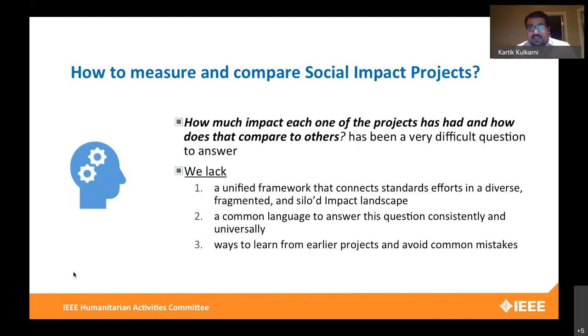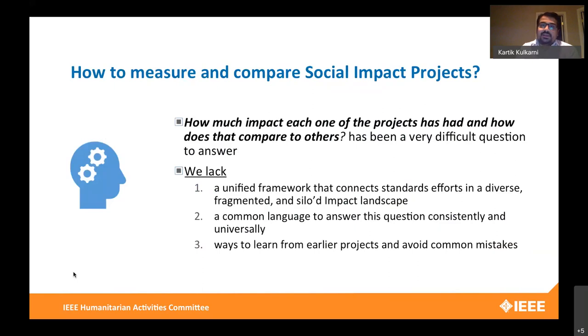There are several reasons. There's a lack of a unified framework to measure the impact. There's a lack of commonly used language when it comes to defining social impact. And there is no way to learn from previous projects, although there are many, many attempts to solve the same problem.